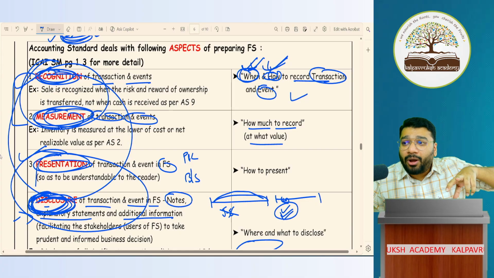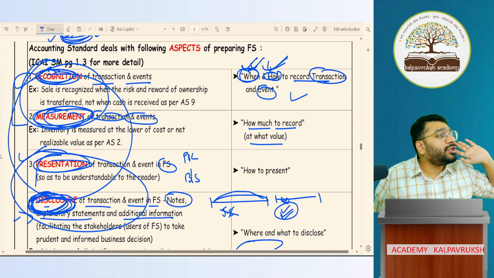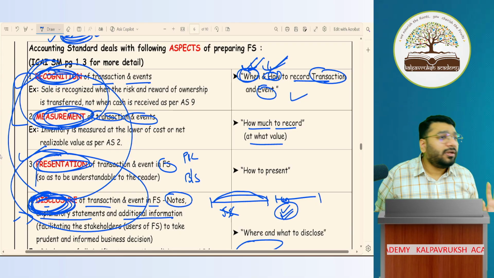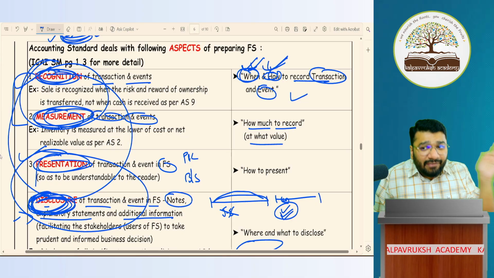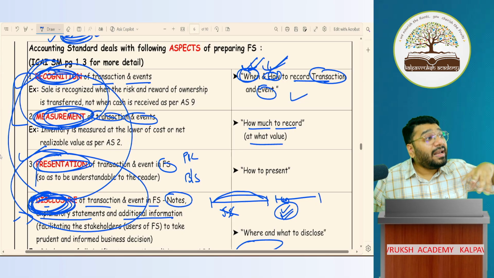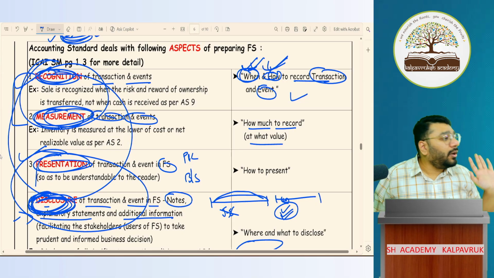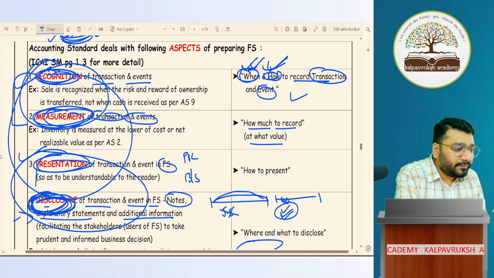So depending on the problem, the ASB has come out with a solution in the respective accounting standards. Got it? Not got it? So when I discuss with you all the respective accounting standards, I will tell you that in this particular AS, what aspects are they trying to cover? Got it? Not got it? Fantastic.